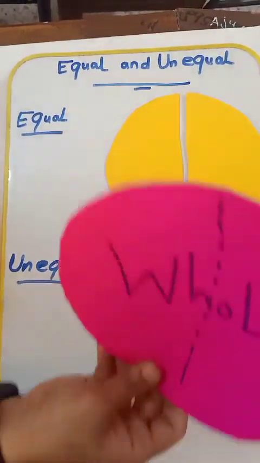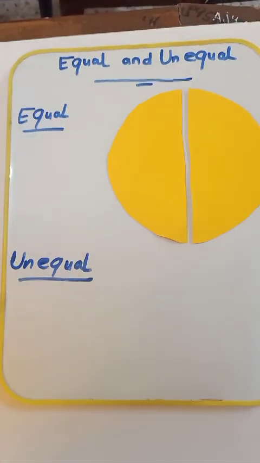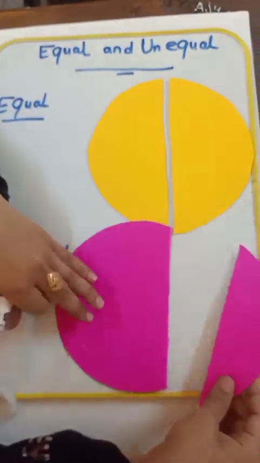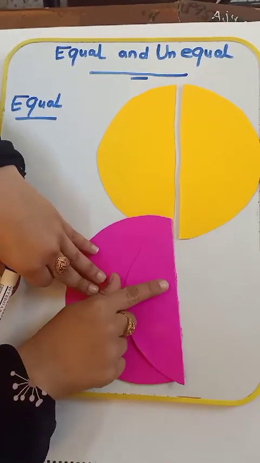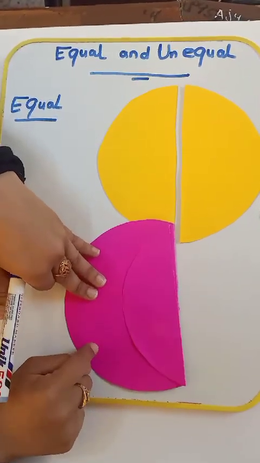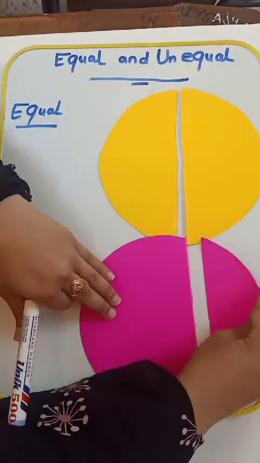But if I cut the circle into two parts, does this part have the same size as the other one? No. So this is unequal parts.